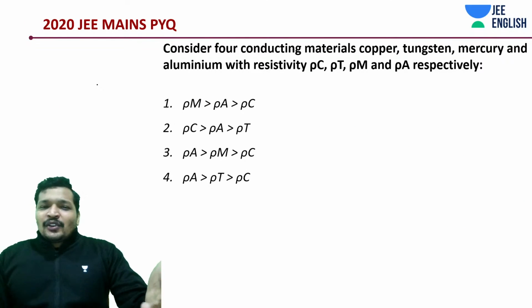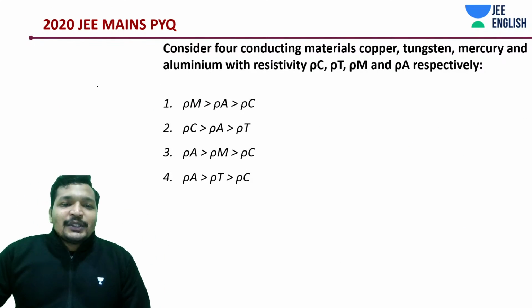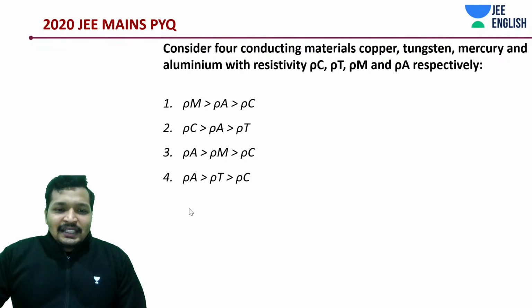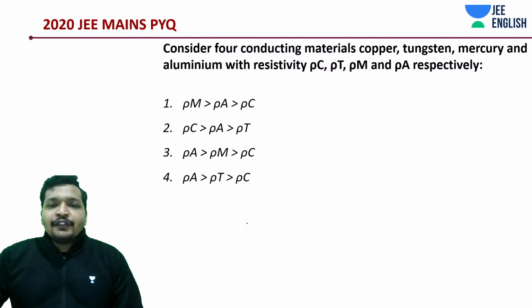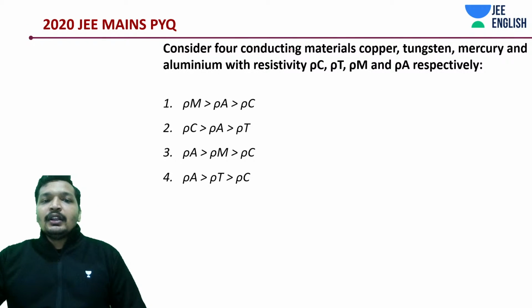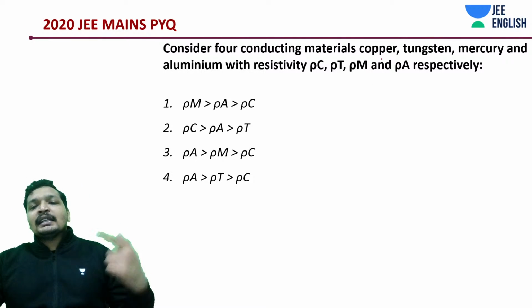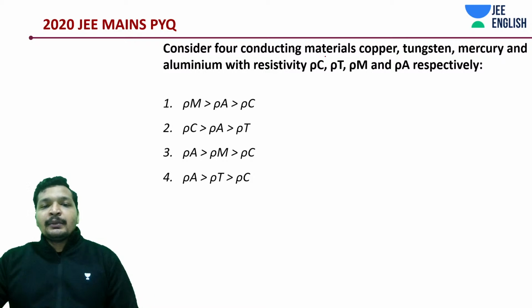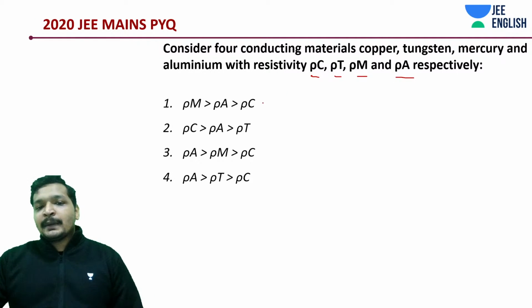Let's also solve this question because I don't want to take up this question again. It's a simple question. Let's try and solve this. I'll give you a hint. Just remember the way. You have four conducting materials: copper, tungsten, mercury, aluminium, with resistivity rho C, rho T, rho M, rho A respectively. Which of the following equations is correct?